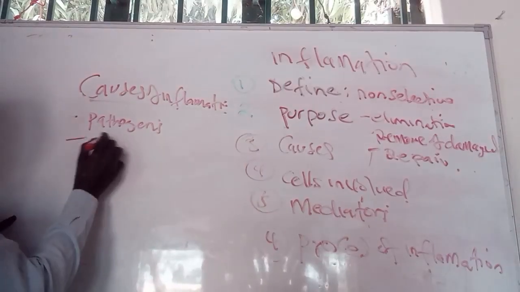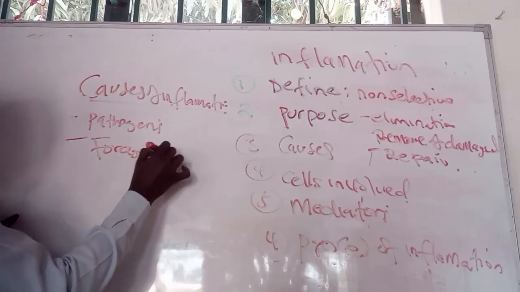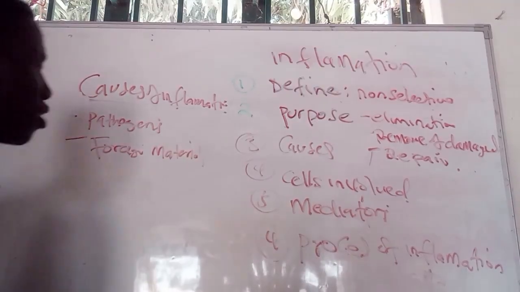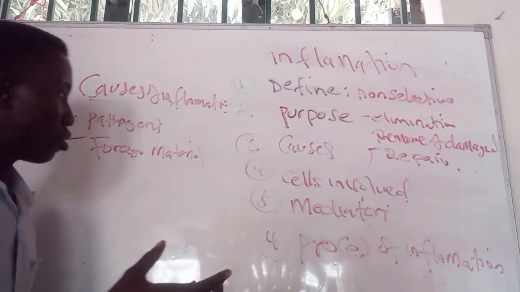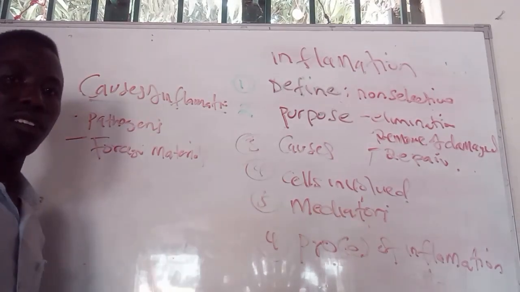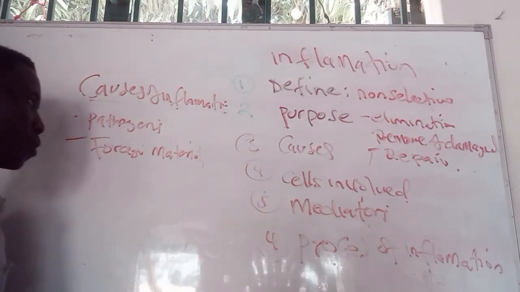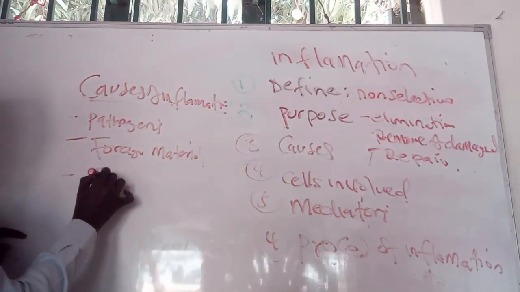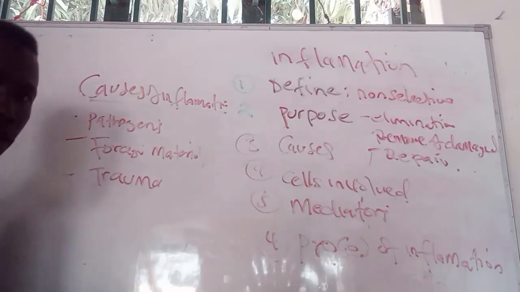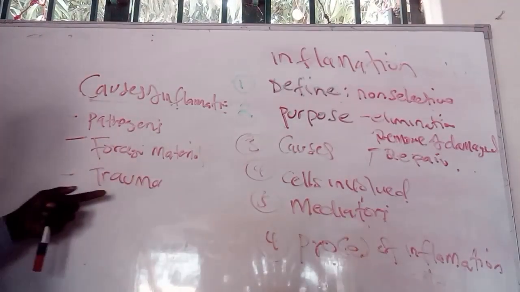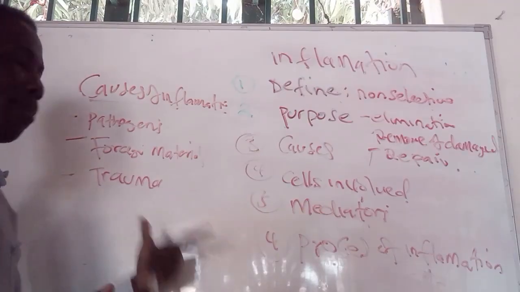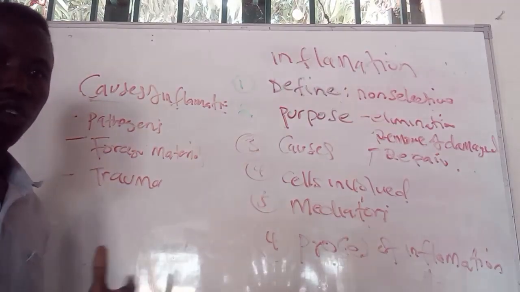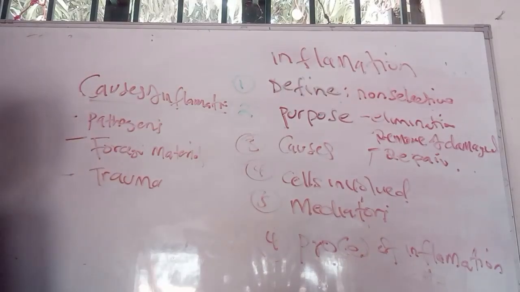The other one is foreign materials. If foreign materials gain access to your body, it will react, causing inflammation. Then we also look at trauma. Trauma can also lead into inflammation. Trauma can also stand for injury. When your tissues get damaged by injury or by any other thing like heat or any kind of radiation, it can lead into this inflammation.